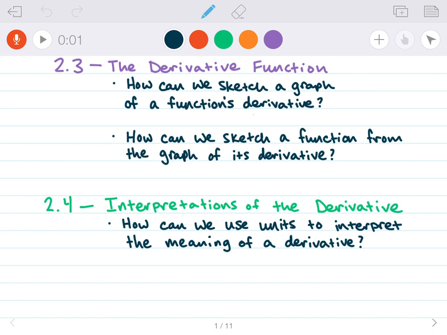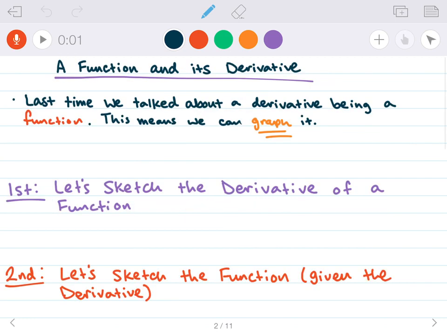In the next video, we're going to look at section 2.4 and talk about interpretations of the derivative. So let's get going. All right, so last time we talked about a derivative being a function, and we can graph functions. We can graph lines, parabolas, cubic functions, quartic functions, etc. So as I mentioned, the first thing we're going to do is start sketching derivatives just based on what a function looks like, and then we're going to take the sketch of the derivative and try to graph a possible function for it.